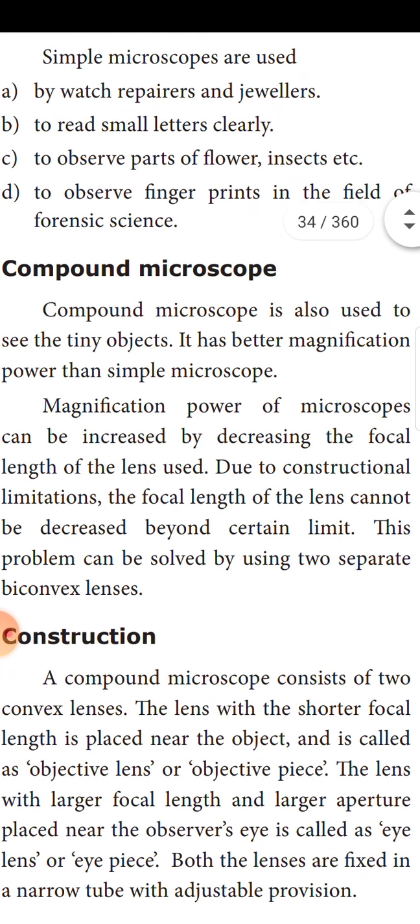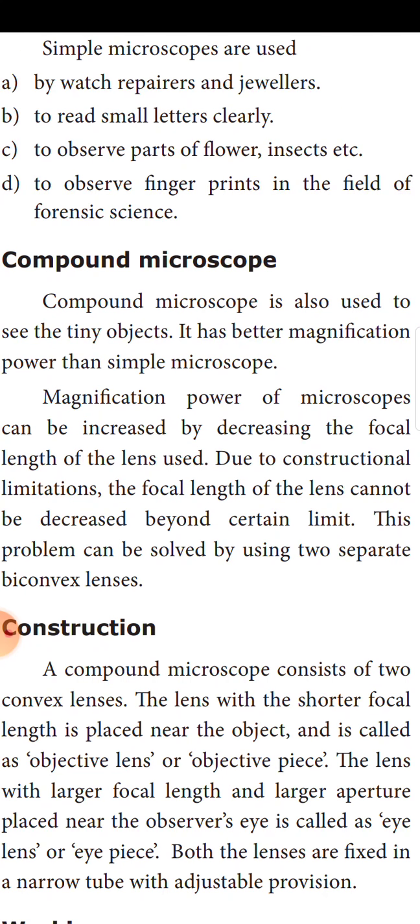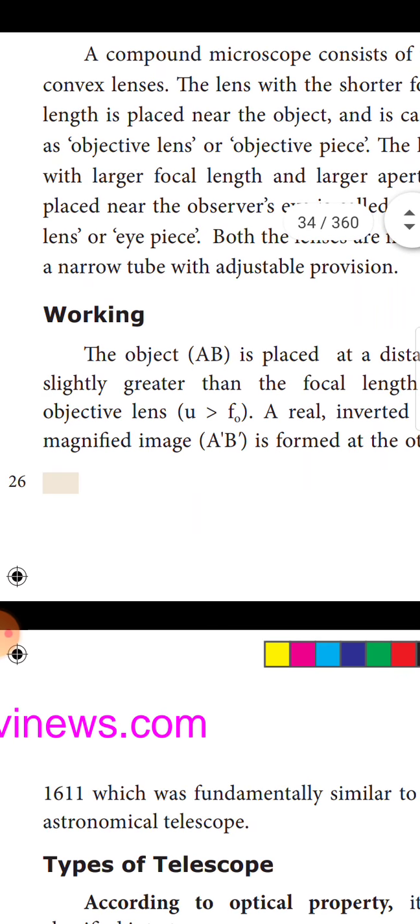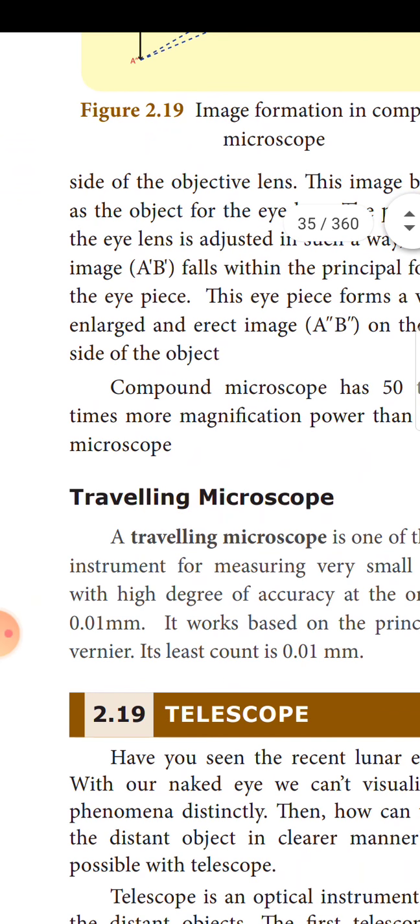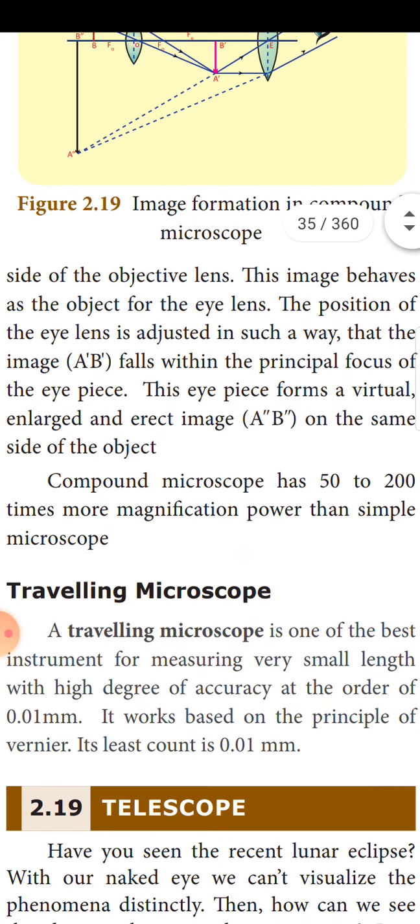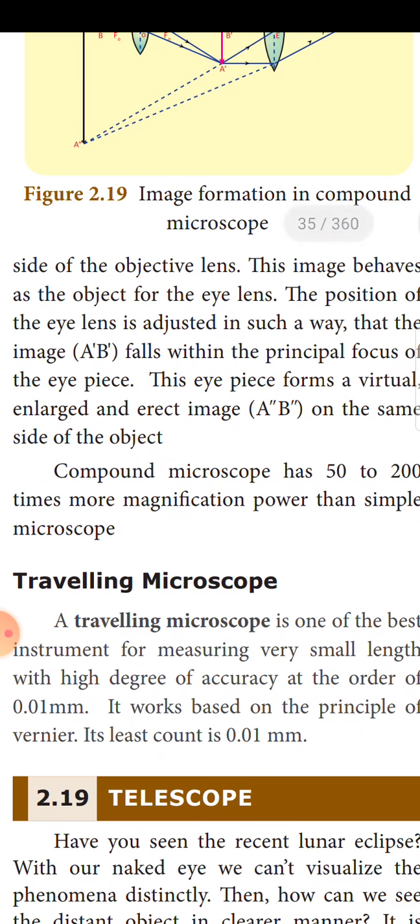Compound microscope. A compound microscope is also used to see tiny objects. It has better magnification power than a simple microscope. A compound microscope has 50 to 200 times more magnification power than a simple microscope.